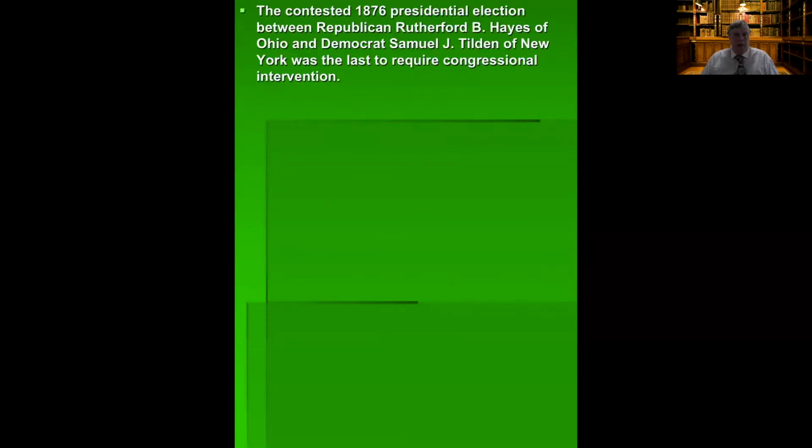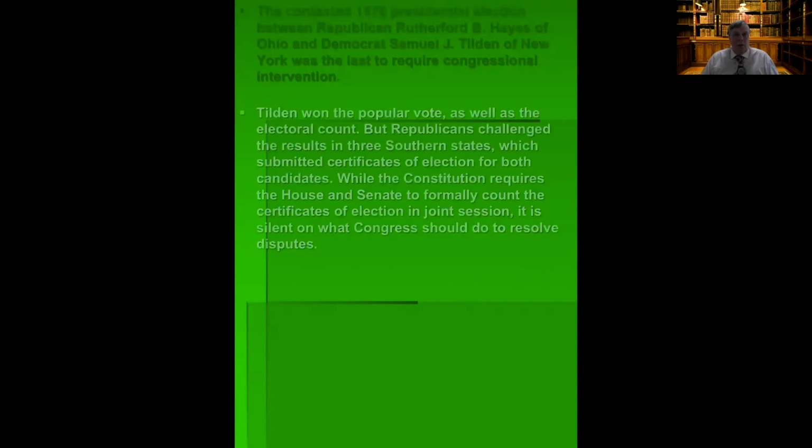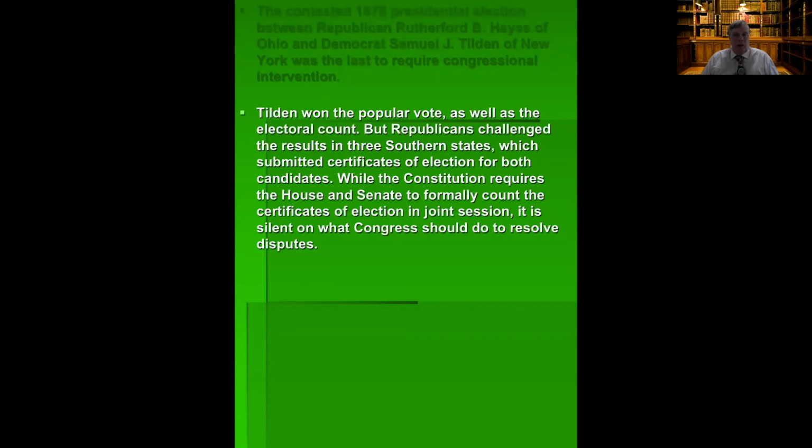The contested 1876 presidential election between Republican Rutherford B. Hayes of Ohio and Democrat Samuel J. Tilden of New York was the last to require congressional intervention. Tilden won the popular vote as well as the electoral count, but Republicans challenged the results in 3 southern states, which submitted certificates of election for both candidates. While the Constitution requires the House and Senate to formally count the certificates of election in joint session, it is silent on what Congress should do to resolve disputes.